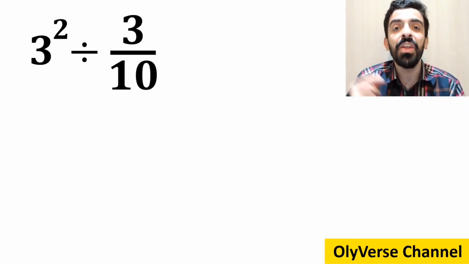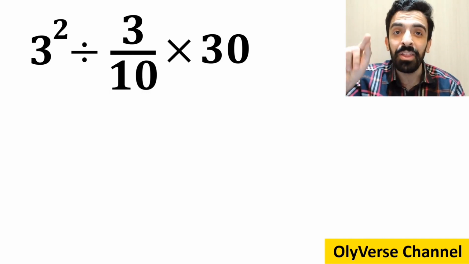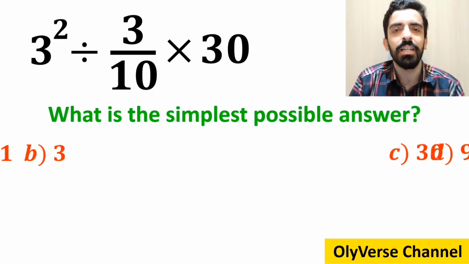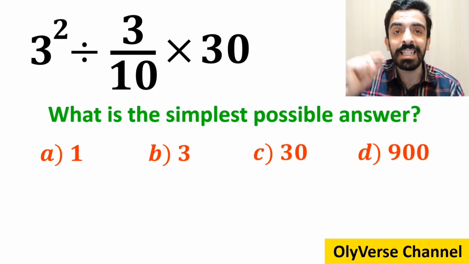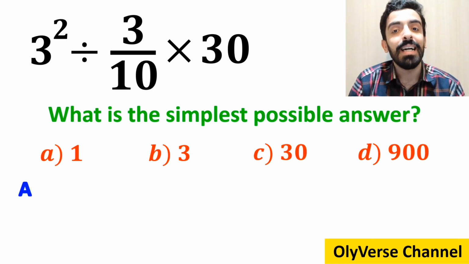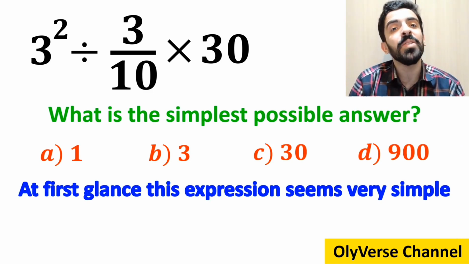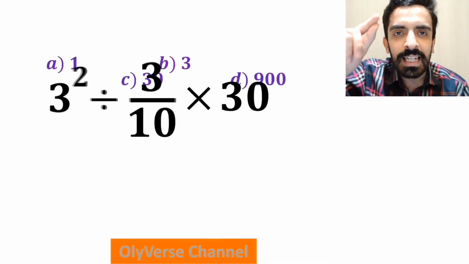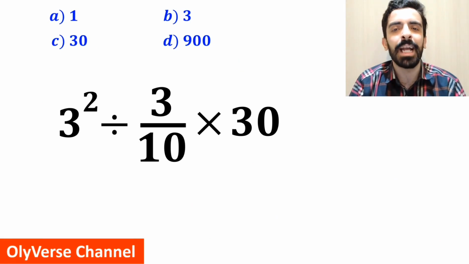If we have the expression 3 to the power of 2 divided by 3 over 10 multiplied by 30, then what is the simplest possible answer for this expression? Which option do you think is the correct answer to this question? At first glance, this expression seems very simple, but it tricks almost everyone. Let's dive in and break it down step by step together.